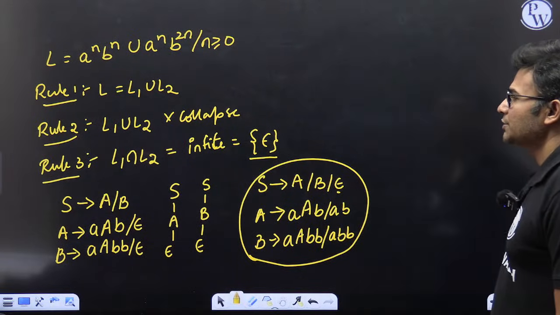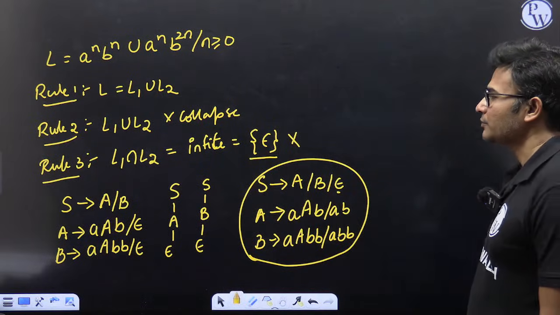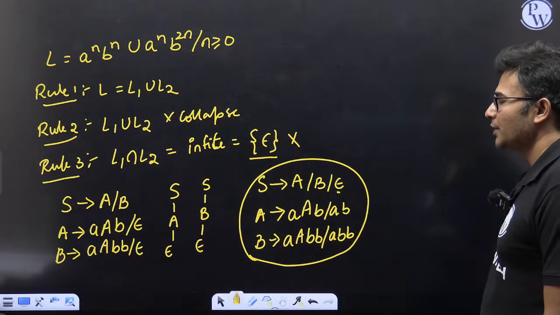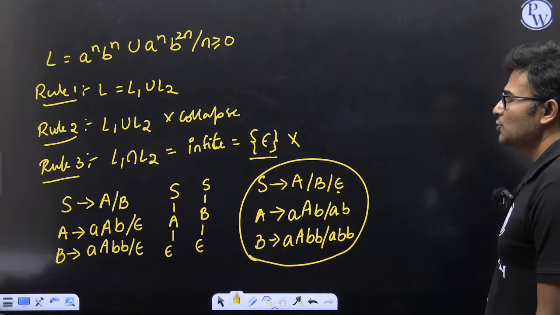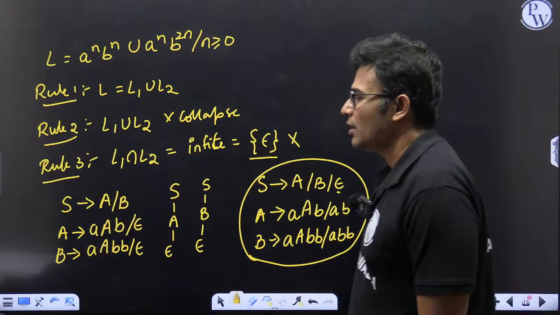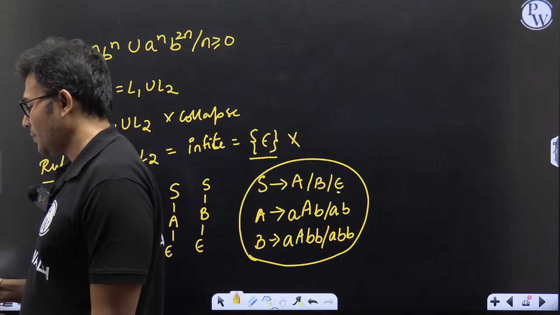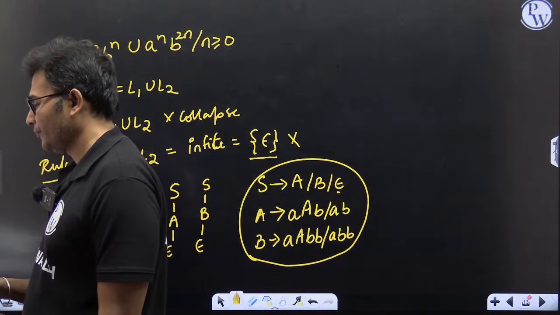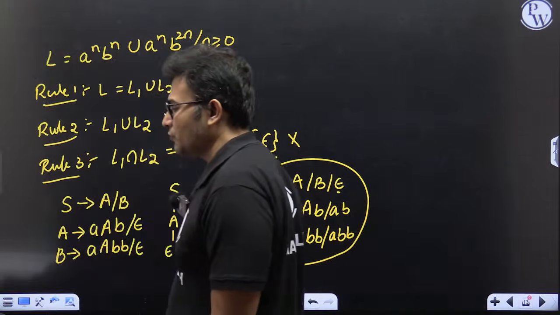This language is unambiguous language because the third rule is failing. The third rule has to be infinite, but this is finite. So the third rule is failing. So this language is unambiguous language. This language is not ambiguous language. Okay, right? Answer this question.